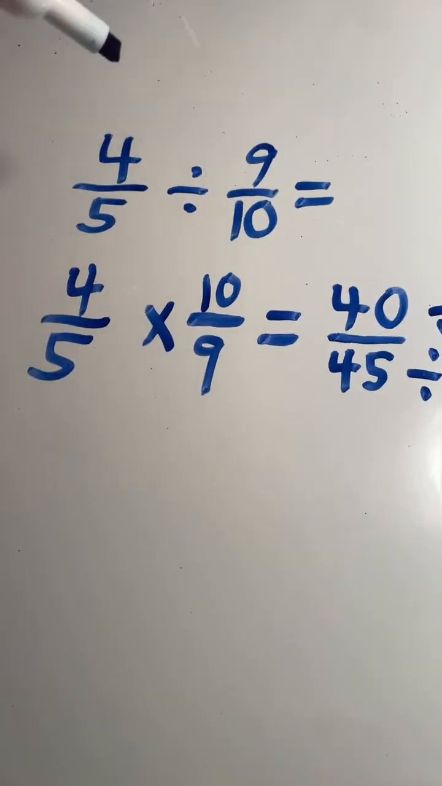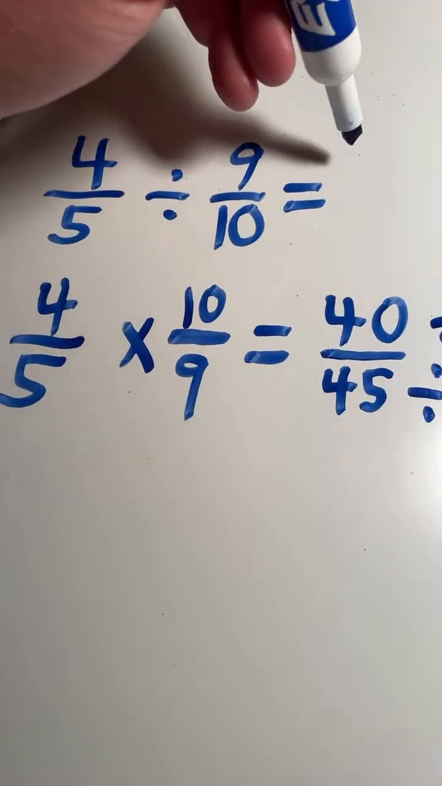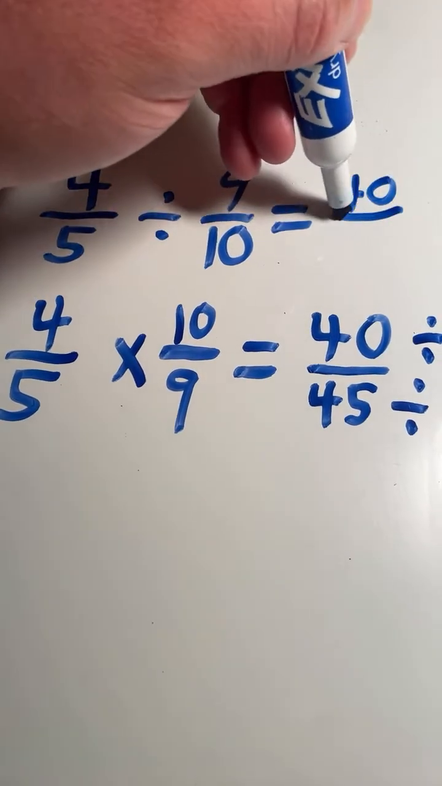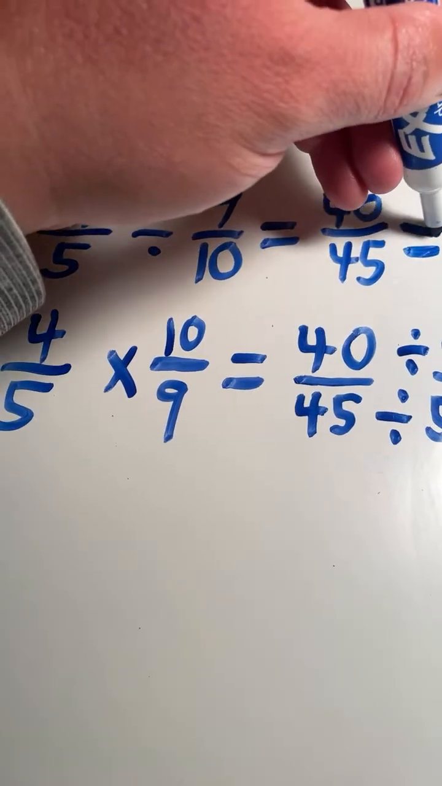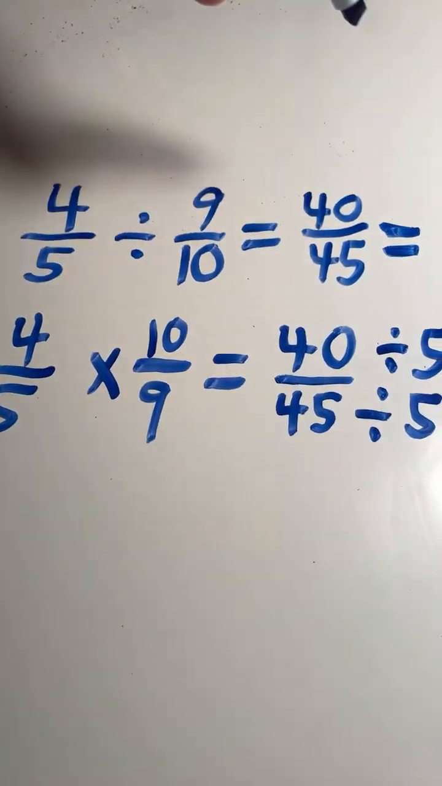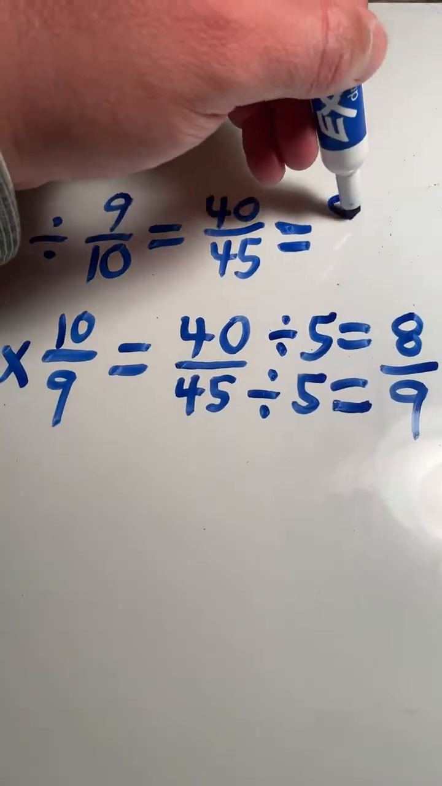So to recap, 4/5 divided by 9/10 equals 40/45 when reduced to lowest terms equals 8/9.